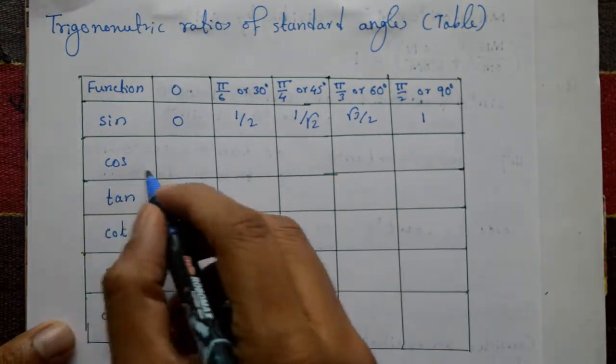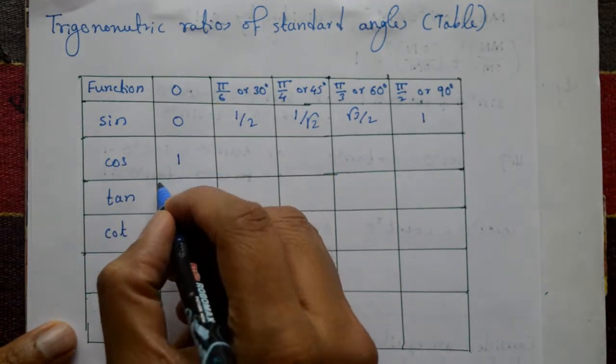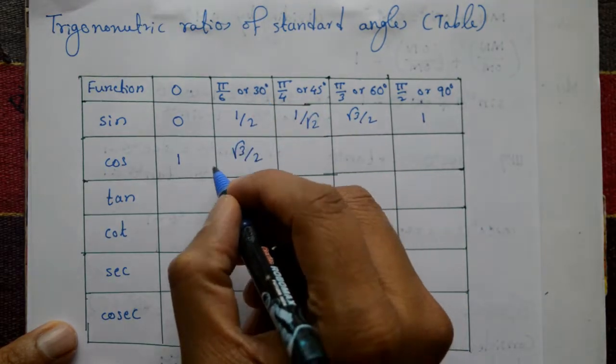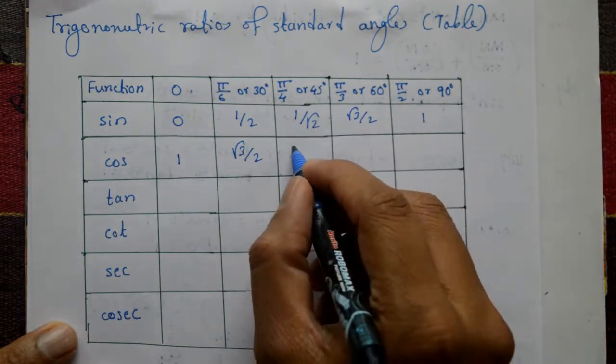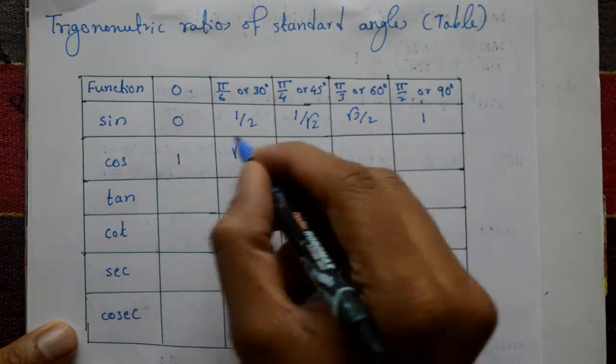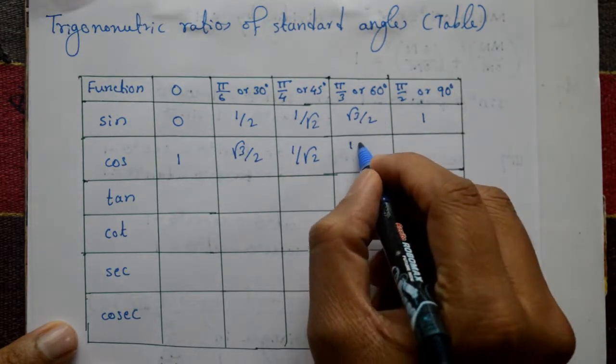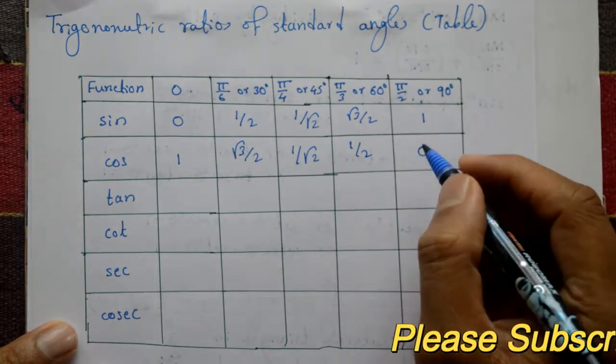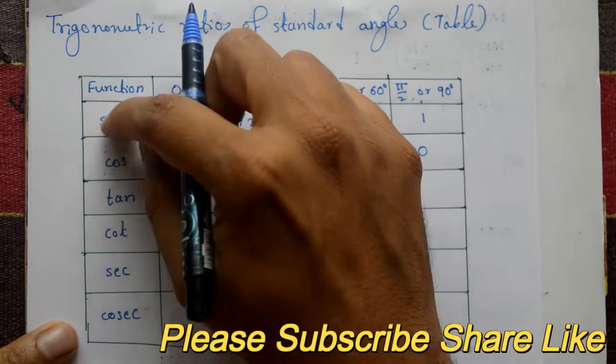Now cosine. Cosine 0 is 1. Cosine 30 degree is root 3 by 2. And cosine 45 degree is 1 by root 2. Cosine 60 degree is 1 by 2. And cosine 90 degree is 0. Only remember these two, sine and cosine.